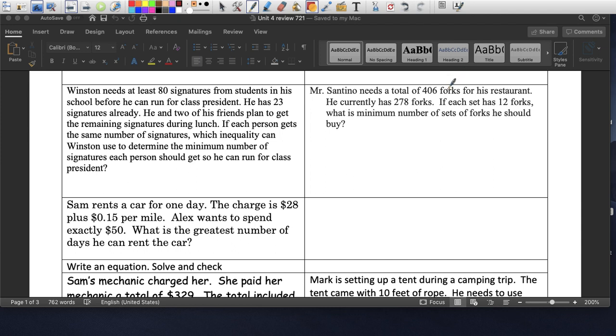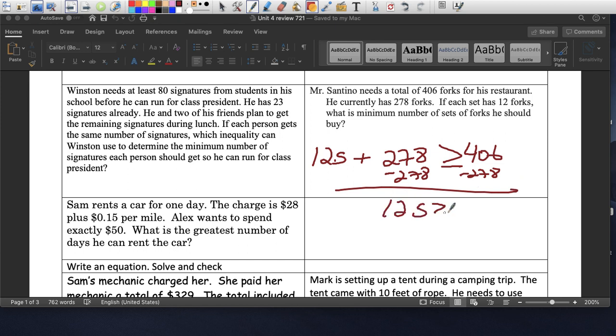Santino needs 460 forks for his restaurant. What is the minimum number of sets of forks he should buy? So minimum means at least. I want something that's going to be greater or equal to 460. I already have 278, which means I don't have to buy that many. And how many sets, how many packages? Think of each package having 12. So I'm going to write 12S, where each set has 12 forks. Minus 278, minus 278.